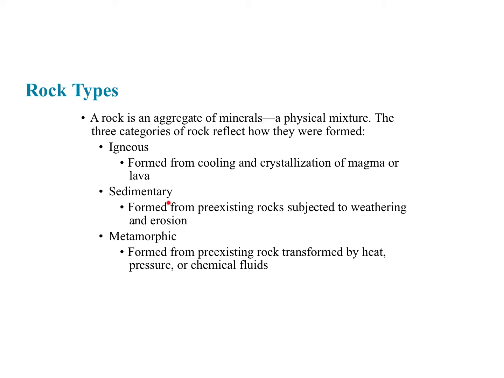Now, another kind of rock is what's called sedimentary rocks, and sedimentary rocks are formed from pre-existing rocks that are subjected to weathering and erosion. And we'll talk about what those are shortly. And then finally, the third class of rock is what's called metamorphic, and these are also formed from pre-existing rock, but they're rocks that have been transformed by heat, by pressure, or by chemical fluids.